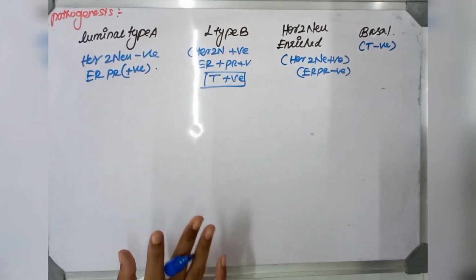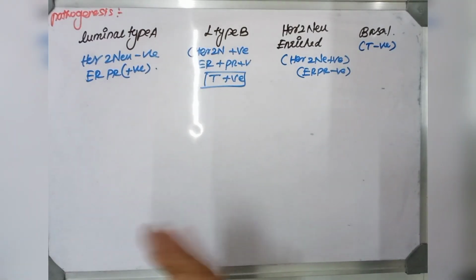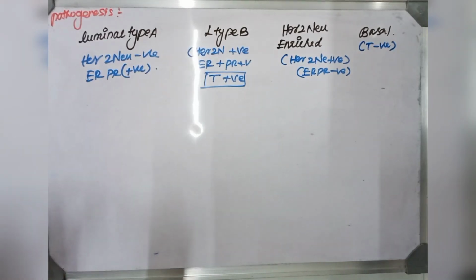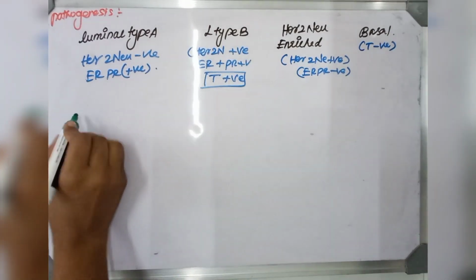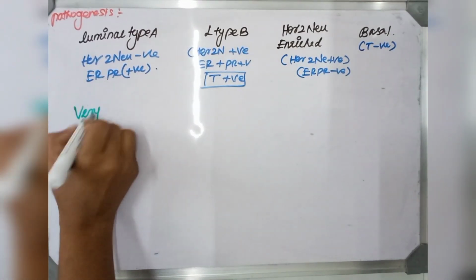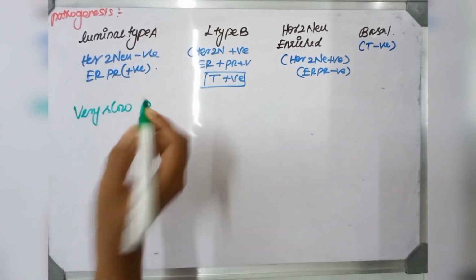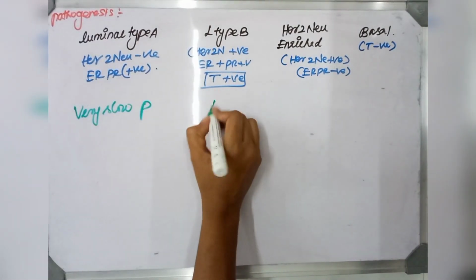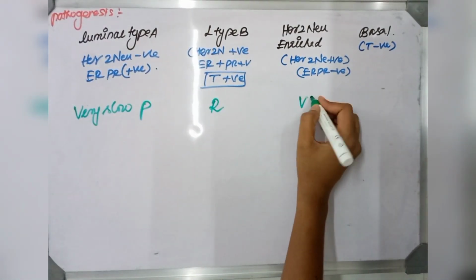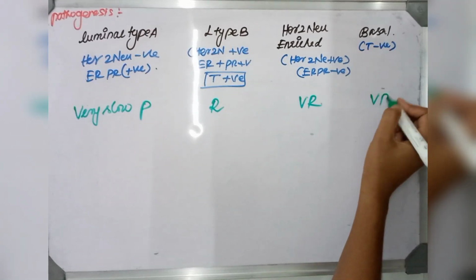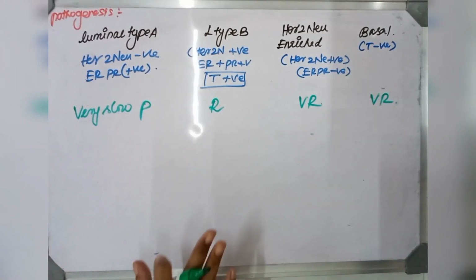So let us see about the proliferation. What about the proliferation rate? Firstly, luminal type A shows very slow proliferation. What about this? This shows rapid proliferation. This shows very rapid proliferation. This also shows very rapid proliferation. This is all about the proliferation.